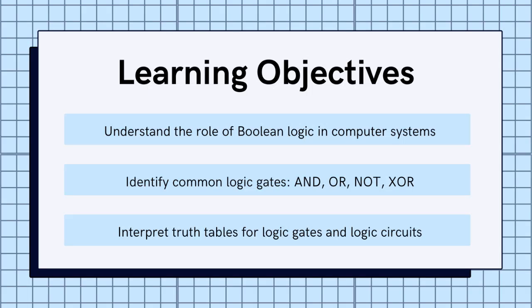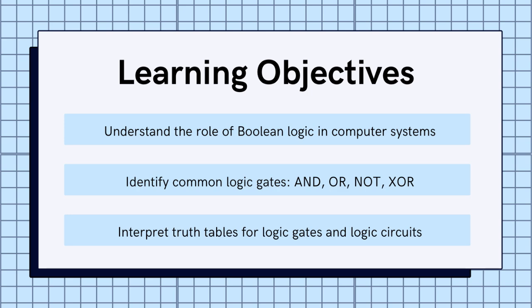Today, we'll explore how to interpret truth tables for logic gates and logic circuits. Understanding these tables is essential because they show us how different input combinations affect the output of a gate. We'll focus on some common logic gates, AND, OR, NOT, and XOR, and see how each one functions. Recognizing these gates helps us decode the behavior of basic digital circuits. We'll also discuss the role of Boolean logic in computer systems.